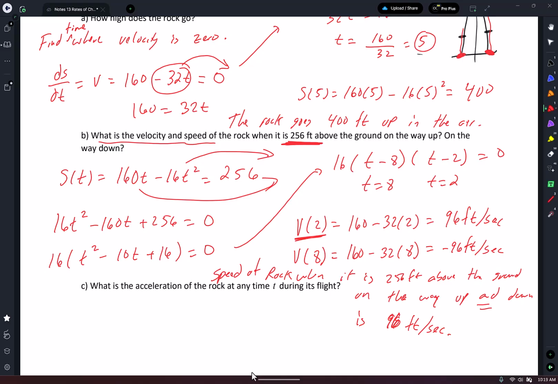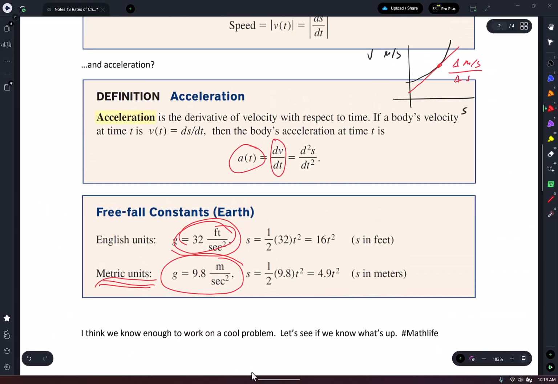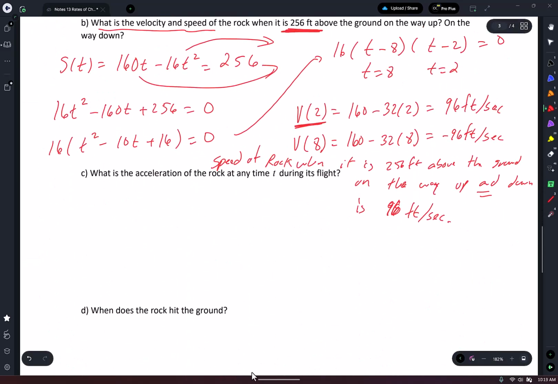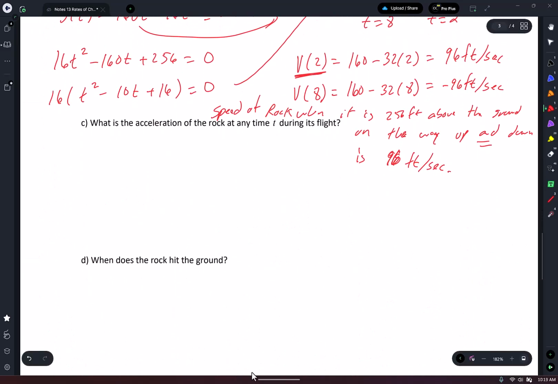Letter C can be answered without calculus. What is the acceleration of the rock at any time t during its flight? It's the acceleration due to gravity, which is always, we're in English units, 32 feet per second per second. But let's do it with calculus. Will they give us this number or do we need it? We should know it, like 9.8.